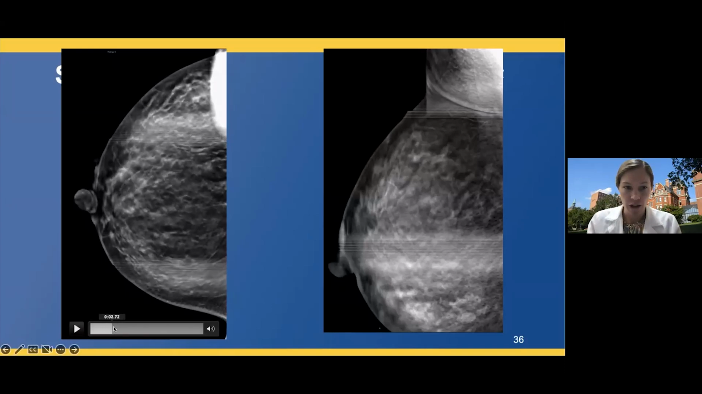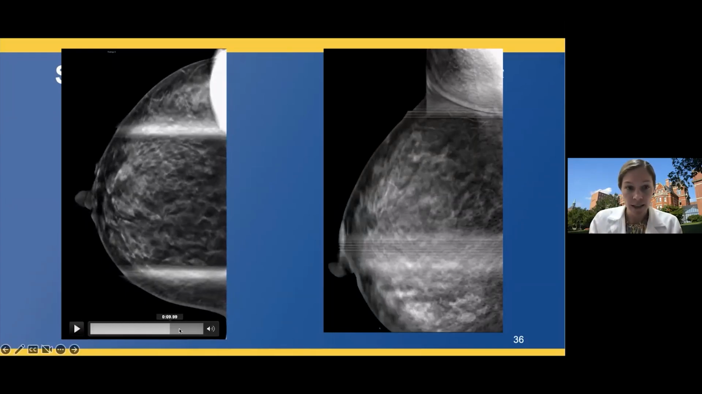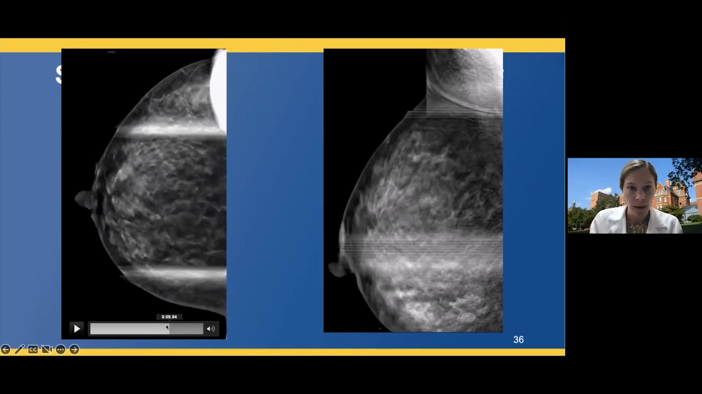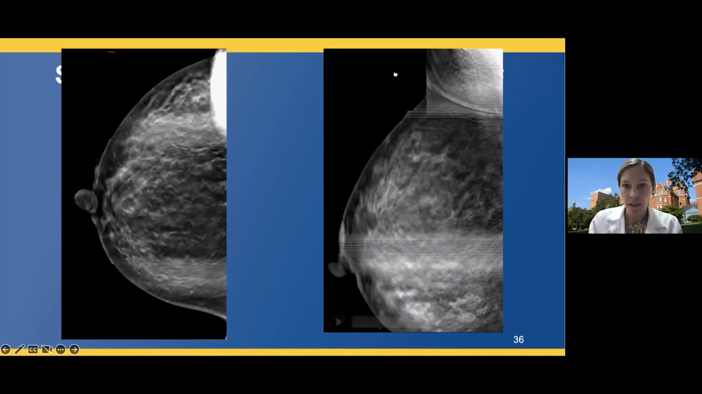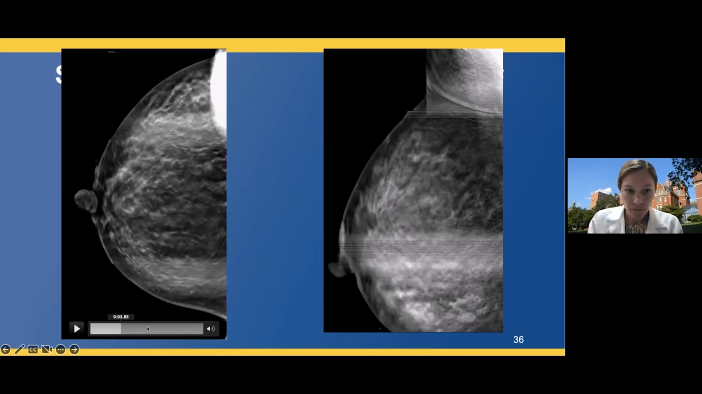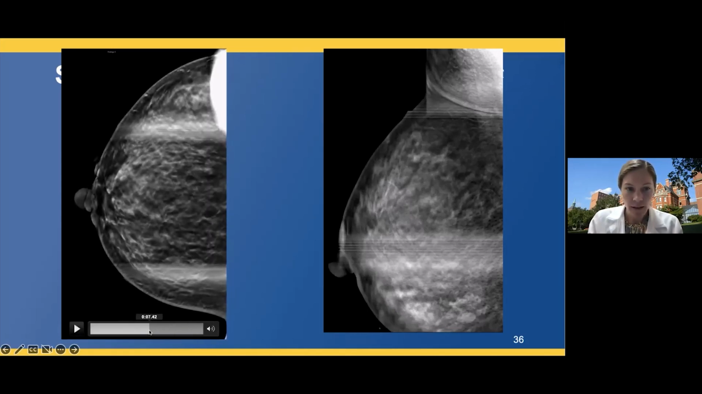Here is our spot compression CC view. And again, I do think it's possible to see the finding on the reconstructed 2D view, but it becomes much more obvious on the 3D view when we're scrolling through tomosynthesis. So let me again pause here. So the finding is right here in the slightly inner breast. So here's that finding right here.